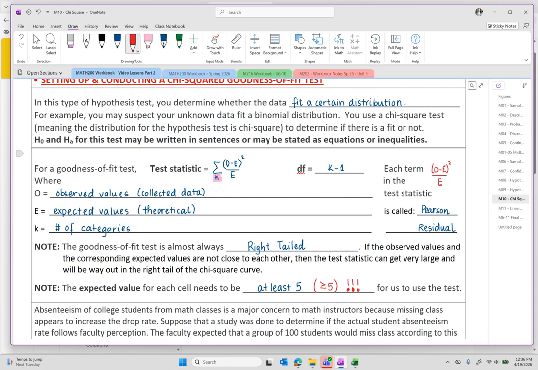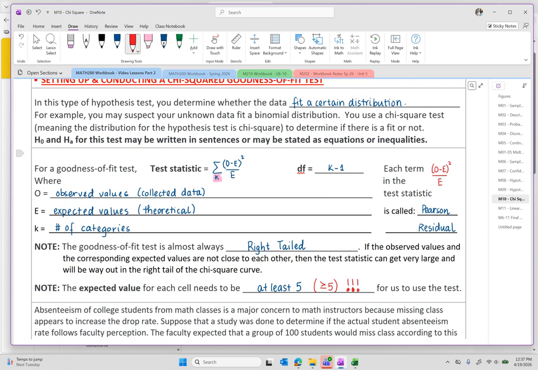The degrees of freedom for this chi-squared distribution based on the null hypothesis will equal k minus 1, where again, k is the number of categories. The goodness of fit test is almost always right-tailed because the chi-squared test statistic is positive, and if the observed values and the corresponding expected values are not close to each other, then these Pearson residuals will be very large, resulting in a test statistic that is very high out of the right tail of the curve, and that's why right-tailed is usually what it's going to be for our alternative hypothesis.